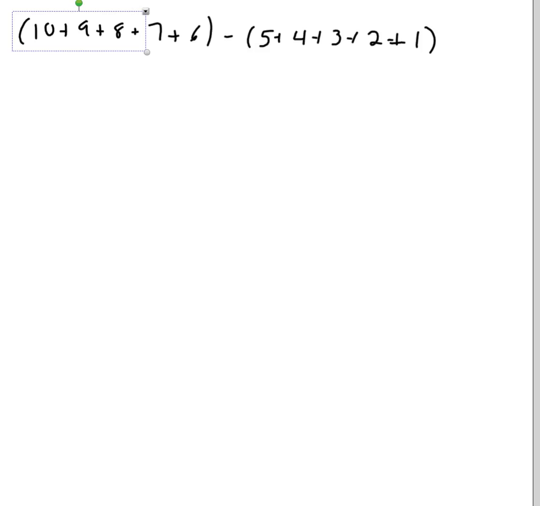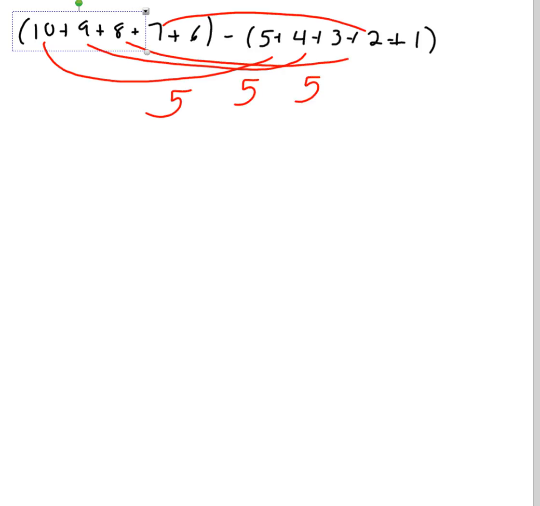What you can do is, because you're subtracting, you can look at pairing the numbers up. So for example, 10 minus 5 is 5. 9 minus 4 is also 5. 8 minus 3 is also 5. 7 minus 2 is 5. And 6 minus 1 is also 5. So really, you could just do 5 times 5 and get 25.